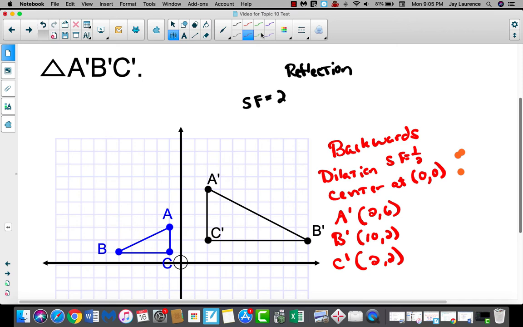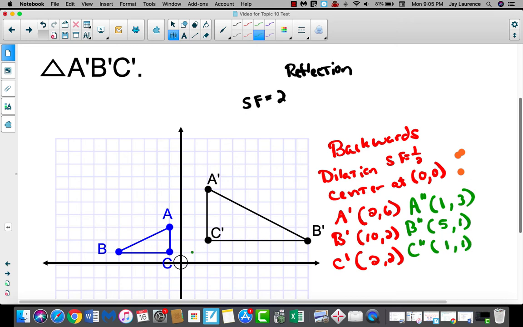Okay? Now, I've got to multiply by the scale factor all these coordinates. Why? Because the dilation is centered at the origin. So I multiply them all by the scale factor of 1/2. And so I'm going to get 1, 3. And then for B double prime, I'm going to get 5, 1. And then for C double prime, I'm going to get 1, 1.